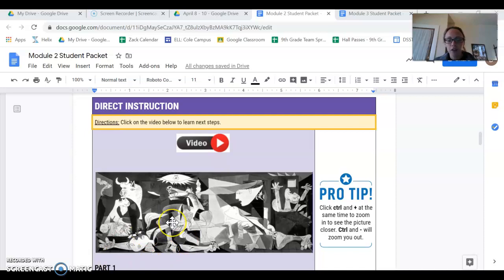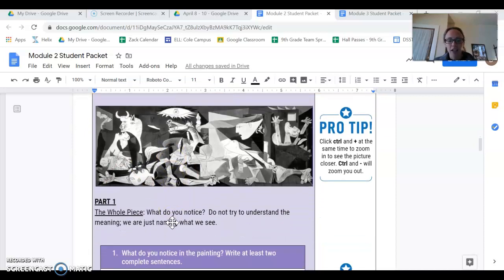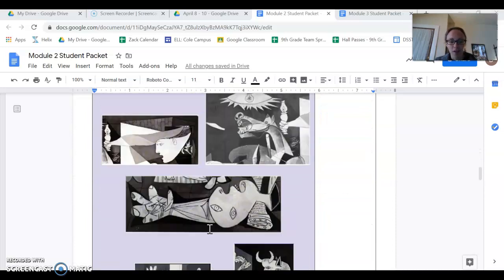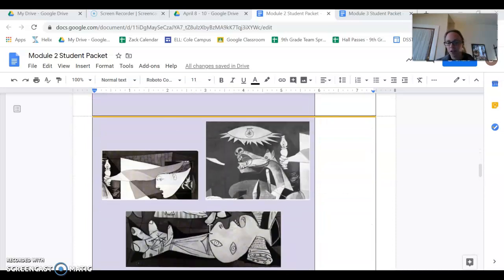So think, the first time we looked at this picture, I just asked you to look at the whole piece. What do you notice right when you look at the whole piece? Then I asked you to look at specific parts, right? What are you noticing when you look at specific parts of the painting? What does this symbolize to you? What do you see here?